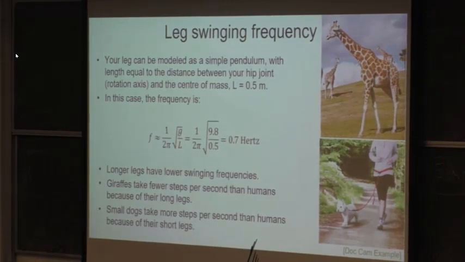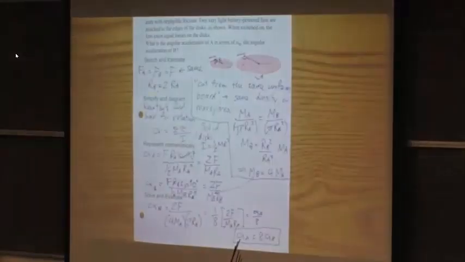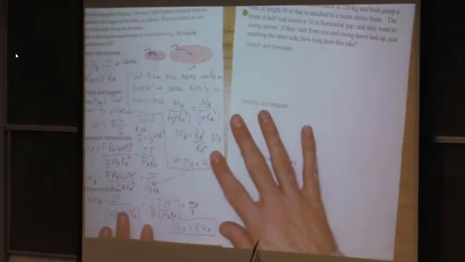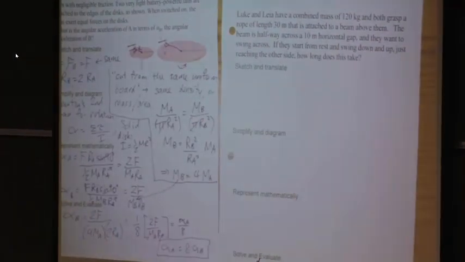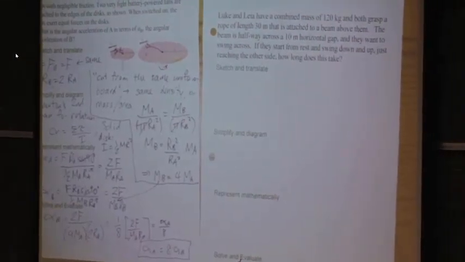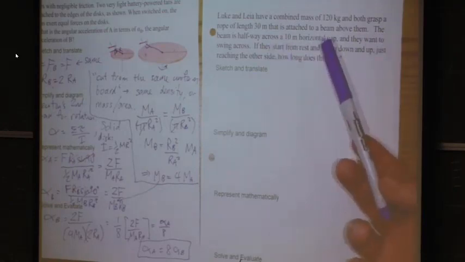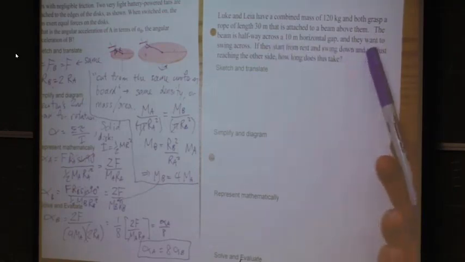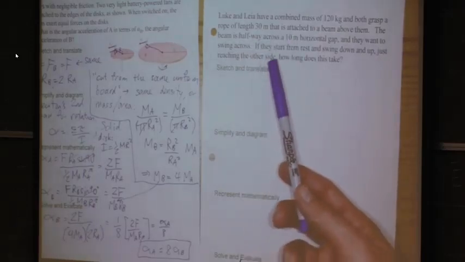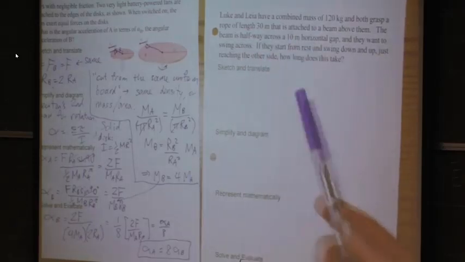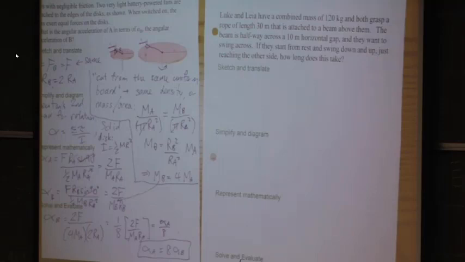And I have another example. Some people saw it in the pre-class notes from last time. Luke and Leah have a combined mass of 120 kilograms, both grasp a rope of length 30 meters that is attached to a beam above them. The beam is halfway across a 10-meter horizontal gap, and they want to swing across. If they start from rest and swing down and up, just reaching the other side, how long does this take?